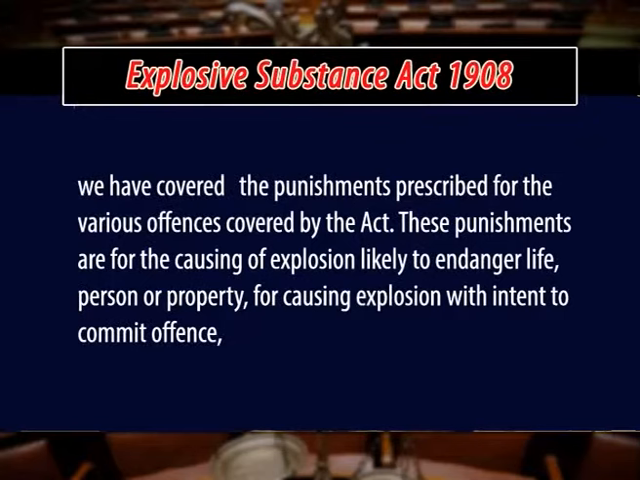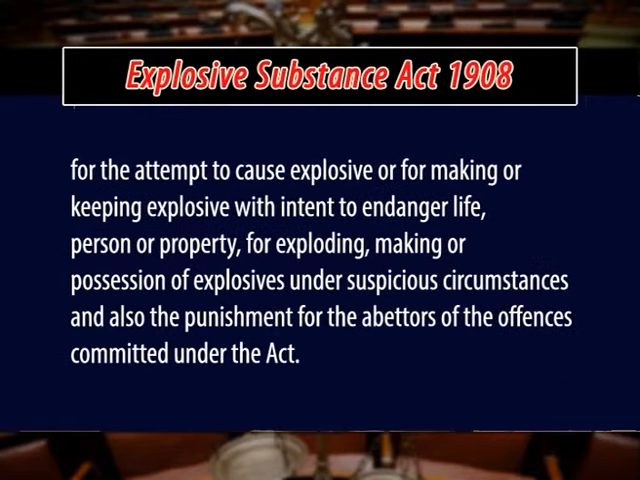We have covered the punishments prescribed for the various offences covered by the Act. These punishments are for the causing of explosion likely to endanger life, person or property, for causing explosion with the intent to commit offence, for the attempt to cause explosion, or making or keeping explosive with intent to endanger life, person or property, for exploding, making or possession of explosives under suspicious circumstances, and also the punishment for the abettors of the offences committed under the Act.